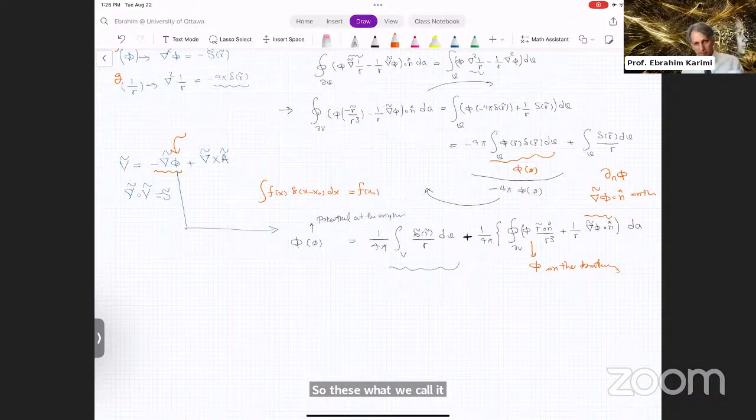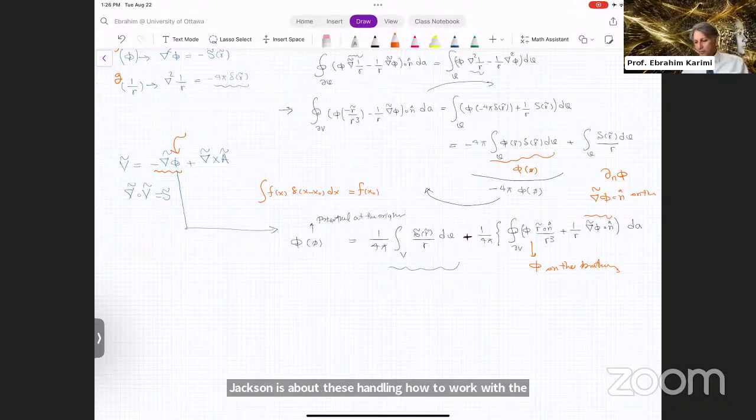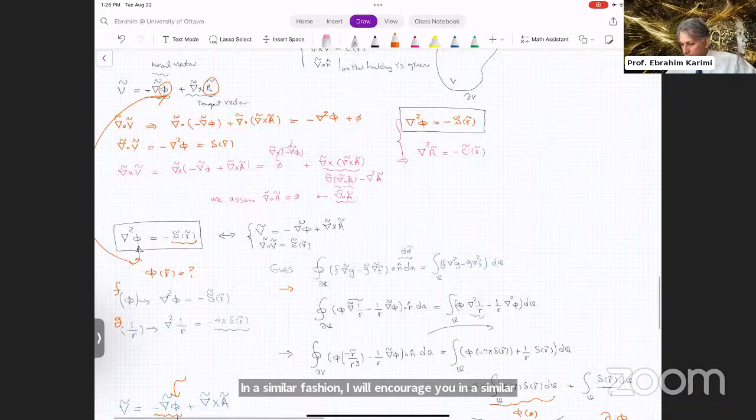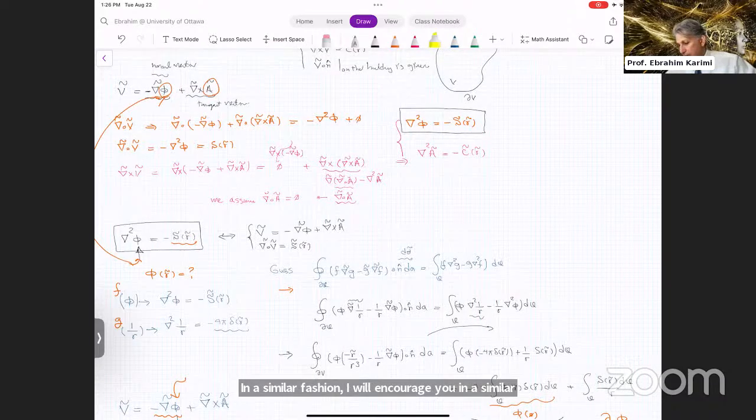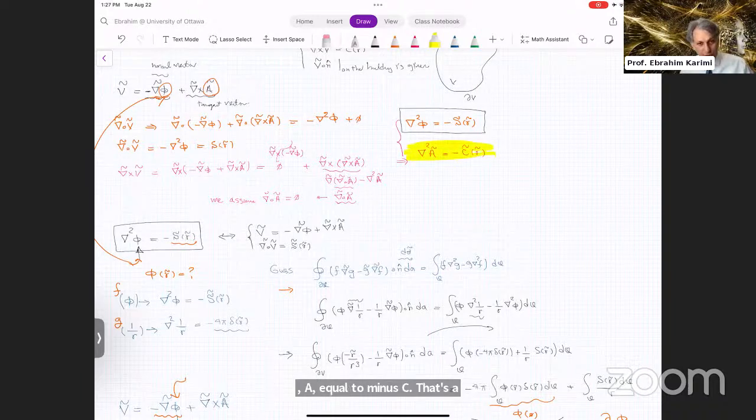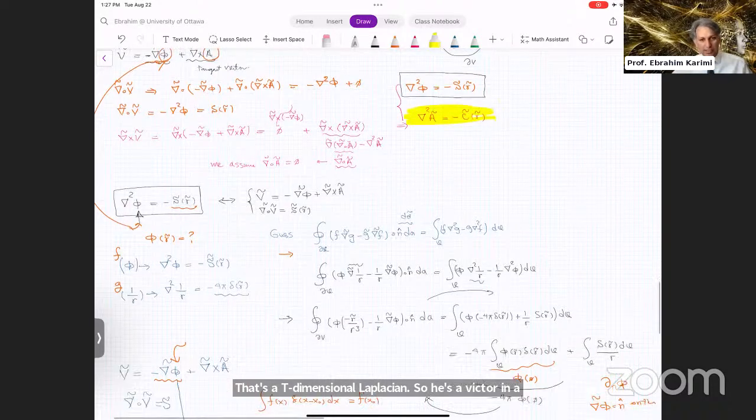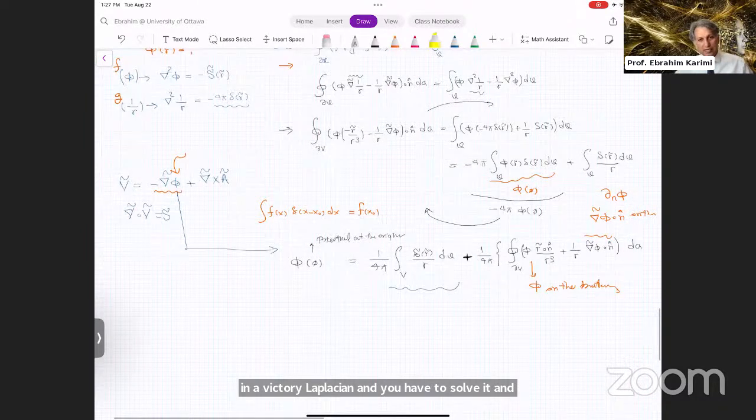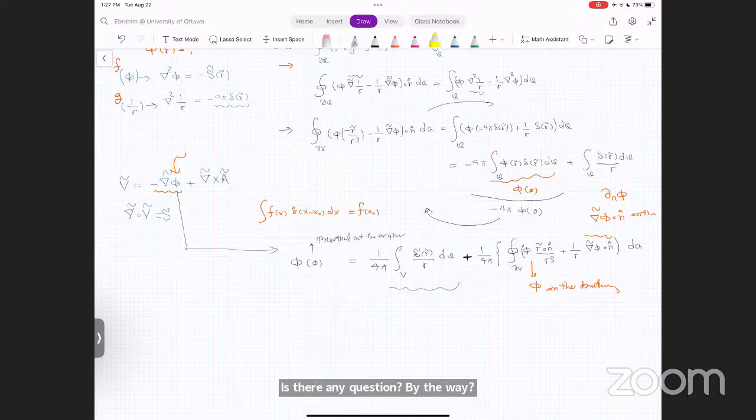In electrodynamics, the first three or four chapters of Jackson are about handling these boundary condition issues. In a similar fashion, I encourage you to do the calculation for the Laplacian of A equal to minus C. That's a three-dimensional vector Laplacian, and you have to solve it, and you will get exactly the same expression. Is there any question, by the way? I see no questions right now, Professor.